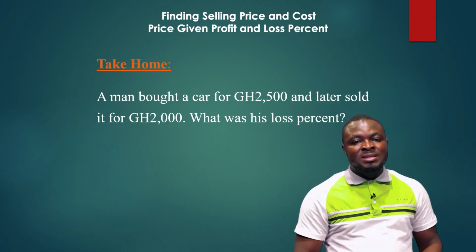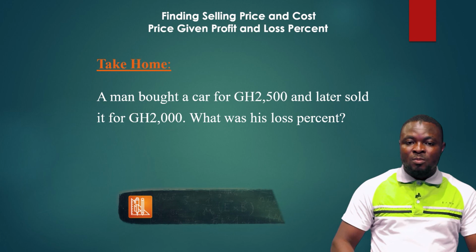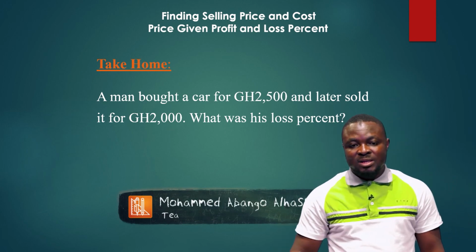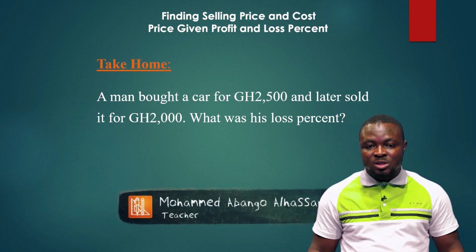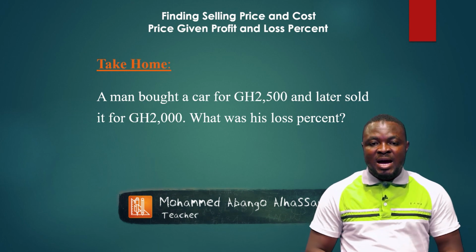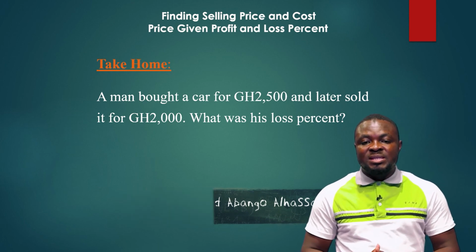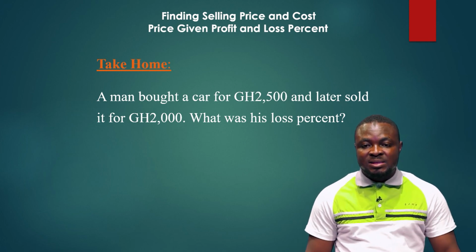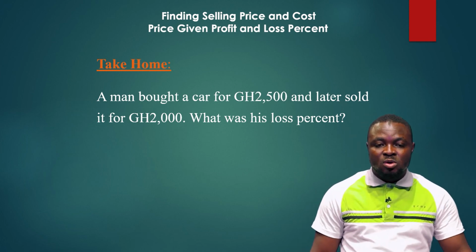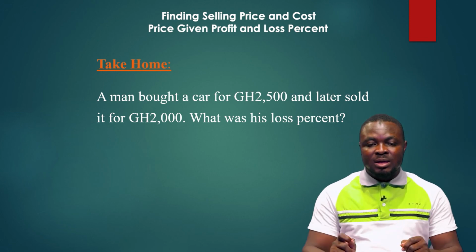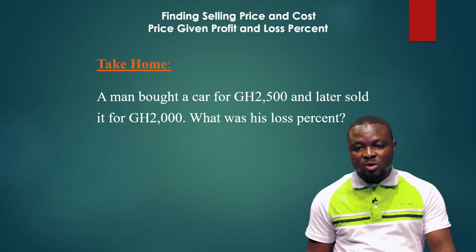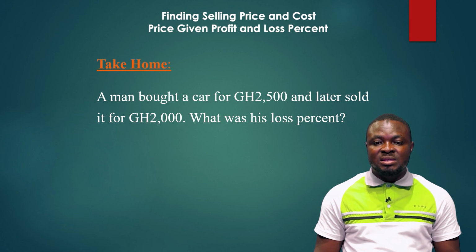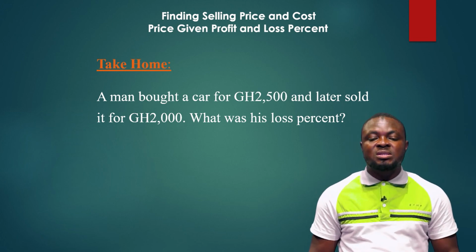Before I end the lesson, I will give you a take home which you will have to look at before our next lesson. And it goes this way. A man bought a car for 2,500 Ghana cedis and later sold it for 2,000 Ghana cedis. What was his loss percent? So based on this question, calculate the loss percent of the man who bought a car for 2,500 Ghana cedis and sold same for 2,000 Ghana cedis.